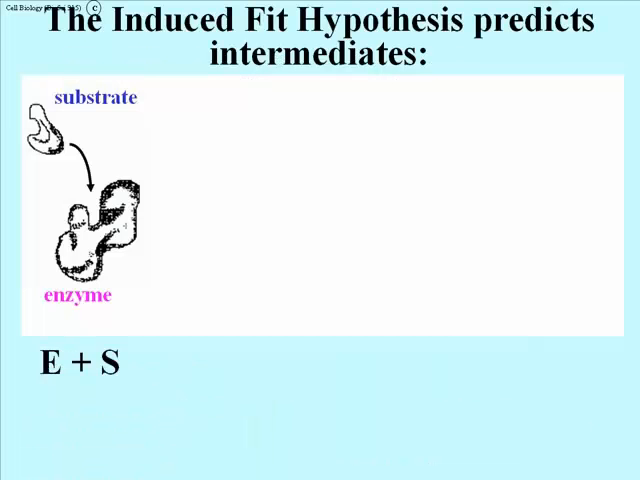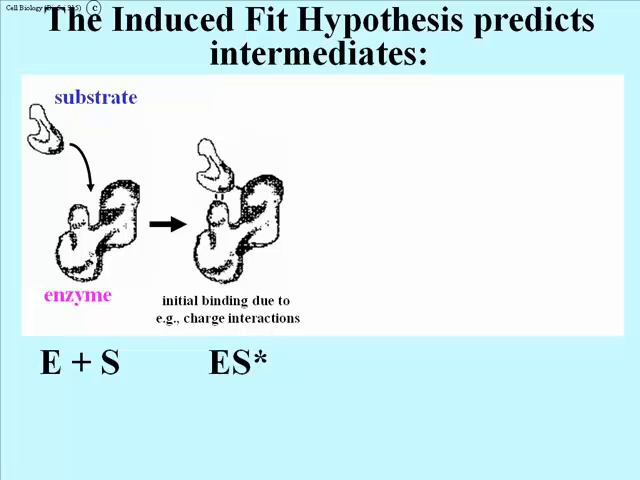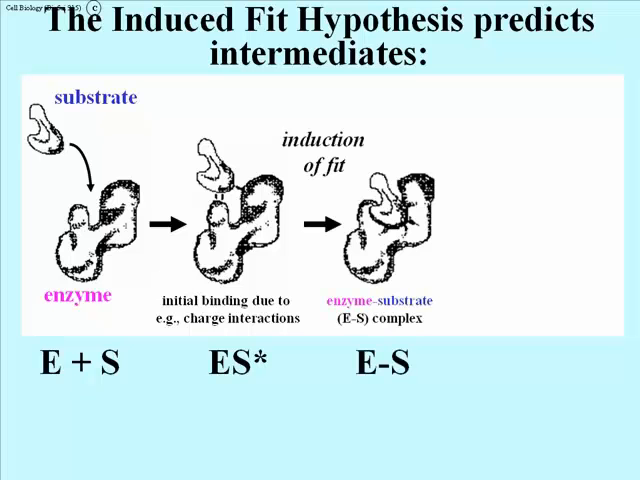The induced fit mechanism predicts intermediates in the interaction of substrate with enzyme to form product. So we have it drawn here as enzyme plus substrate being drawn to one another. When they are in fact bound to one another, we could say that there is an intermediate we can call ES star. This is an initial intermediate. Then comes induction of fit, where the substrate somehow fits even more perfectly into the active site of the enzyme, and that complex is then called the enzyme-substrate complex. In this form, bonds in the substrate or substrates are being strained and stressed in preparation for actually rearranging them to do the chemical reaction.